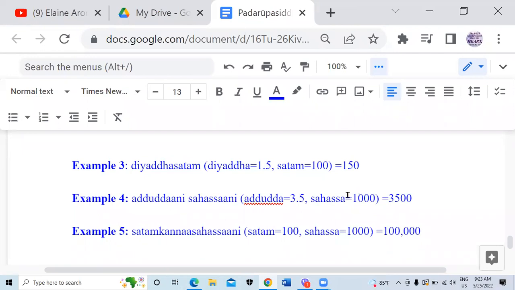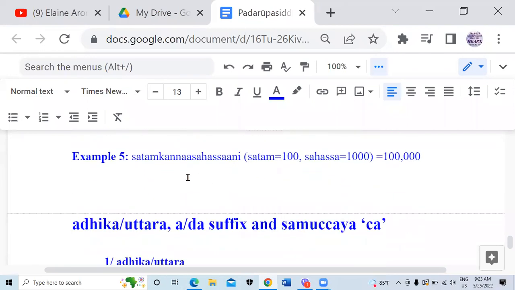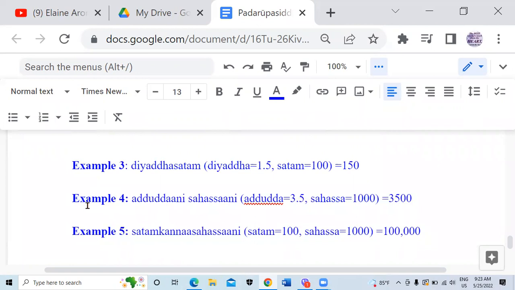Okay. So Diyata Satan. And then number four. Adodani Sasani. Adoda is 3.5. And then Sasani, 1000. 1000 is the biggest number. 1000 is multiplied by 3.5. At that time, we have 3,500.